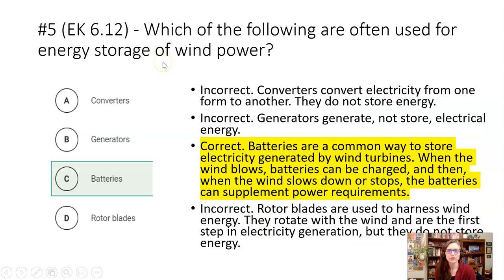Question number 5, which of the following are often used for energy storage of wind power? That's batteries. Converters convert electrical from one form to another. Generators are used to generate, not store. Rotor blades are the big spinning things.